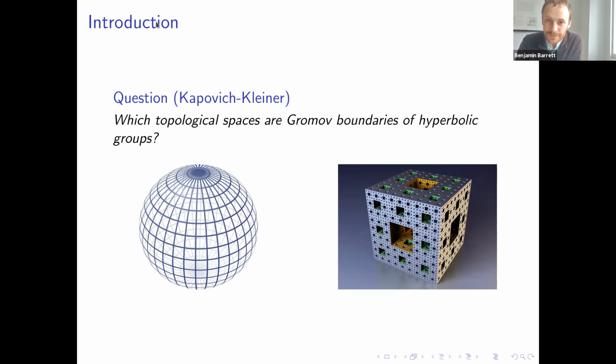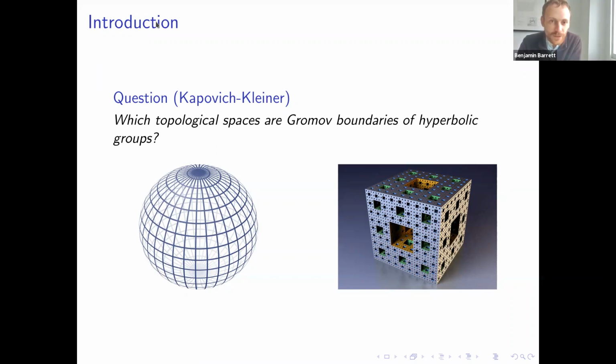So here are two spaces that we happen to know are boundaries of hyperbolic groups, a two-sphere and this Menger cube here, otherwise sometimes called a Menger sponge or Menger curve. So here are two spaces, the one on the left quite simple, the one on the right quite complicated. And these are two of the spaces that can be boundaries of hyperbolic groups. And then the question is which other spaces might be.